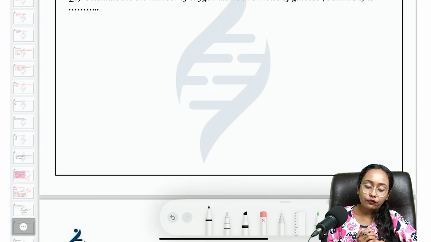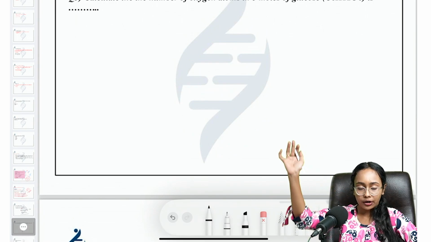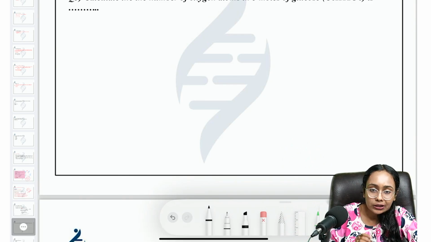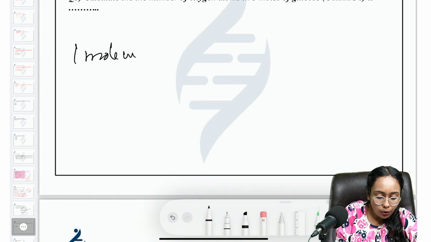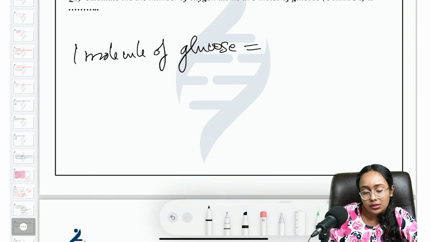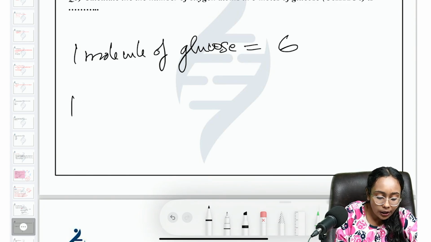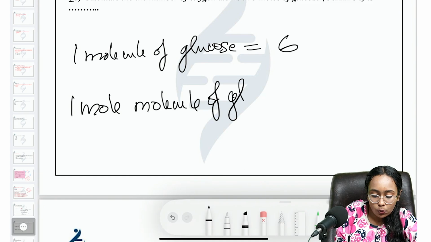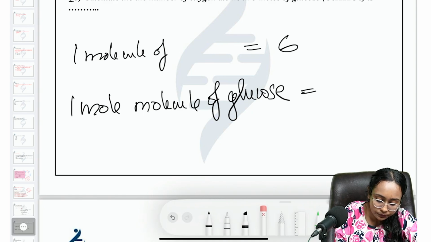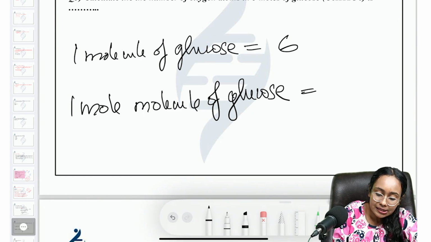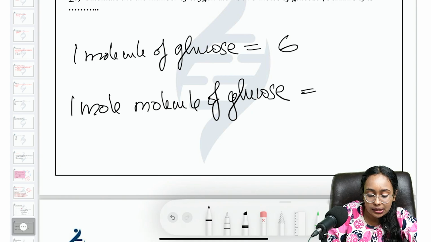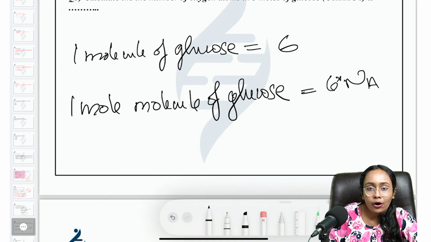Calculate the number of oxygen atoms in 5 moles of glucose. The molecular formula of glucose is C6H12O6. 1 molecule of glucose means how many oxygen atoms? 6 oxygen atoms, right? 1 mole of molecules of glucose. 1 mole means 1 NA, right? 1 molecule of glucose contains 6 oxygen atoms. 1 mole of glucose molecules contains 6 into NA oxygen atoms.